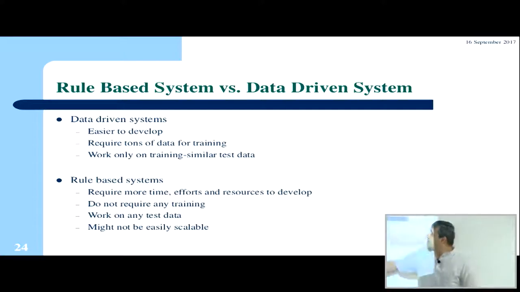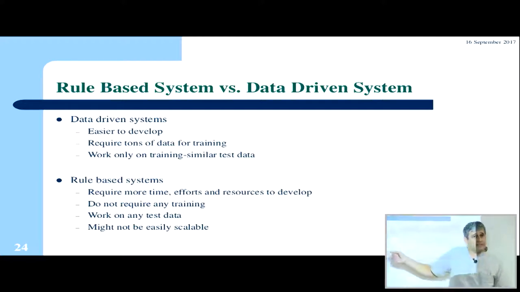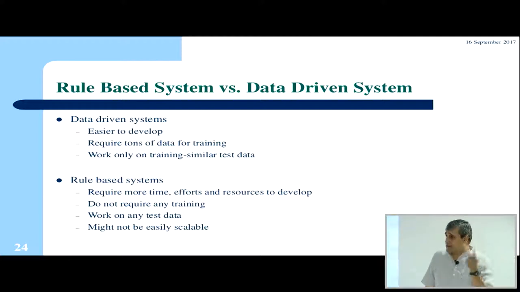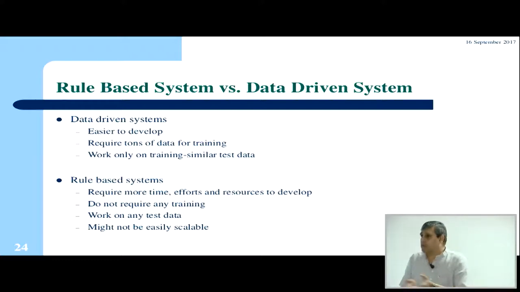Another debatable point is rule based system versus data driven system. These days we have all data driven systems. You have millions of bytes of data, they are easier to develop, but they require tons of data for training, and they work only on test data similar to the training data. If there is a sentence outside of your training set, your system fails, so you have to go back and retrain. Or you cannot use the same system trained on legal data on medical data, for example. You have to retrain everything. Fine, it works, but that's the hassle.